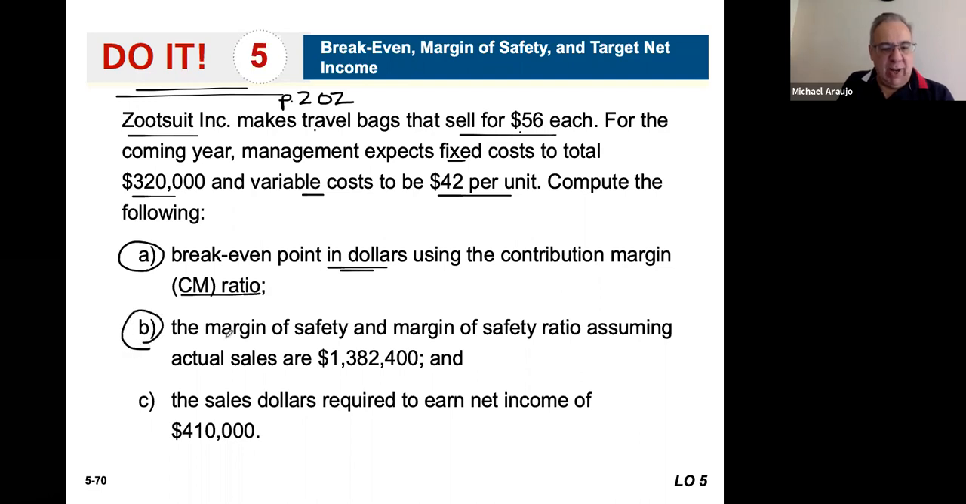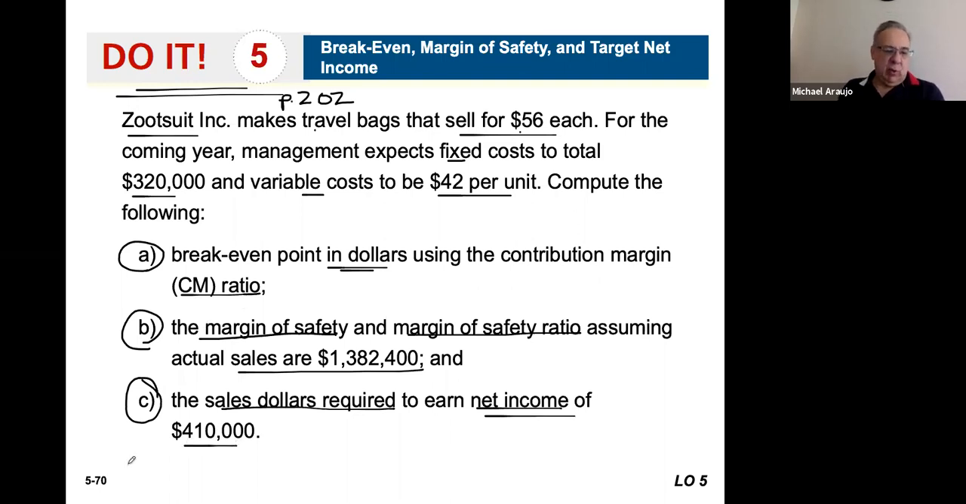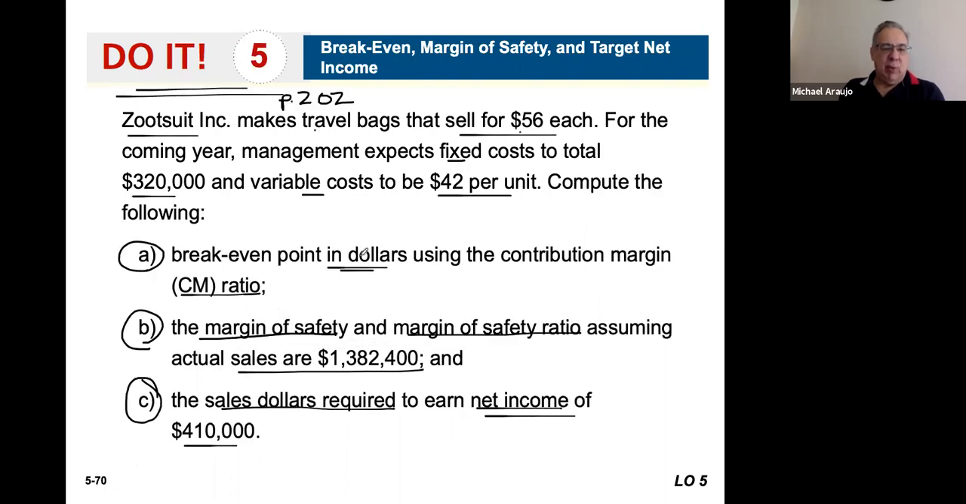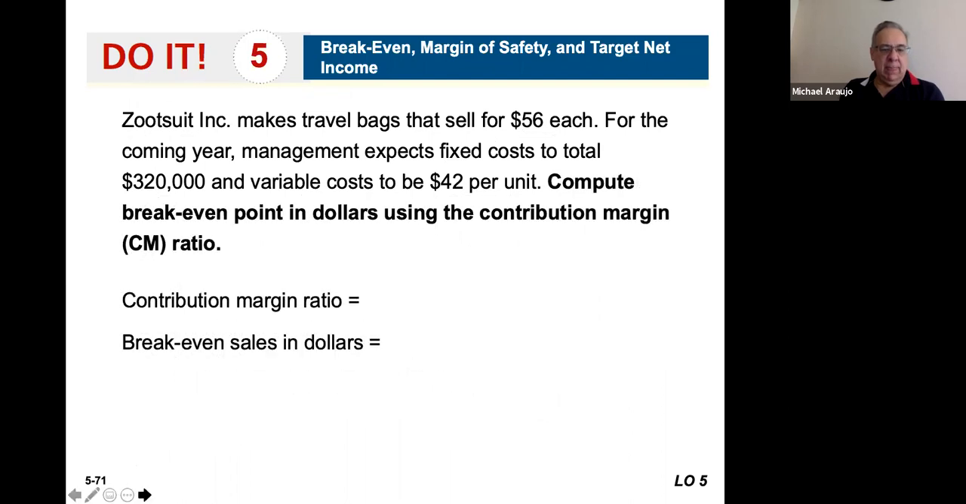B, compute the margin of safety and margin of safety ratio if the sales were $1,382,400. And C, compute the sales dollars required to earn a profit of $410,000. So of course, one thing at a time. The first thing that we're asked to look at, let's go back here, is to compute the break-even point in dollars.